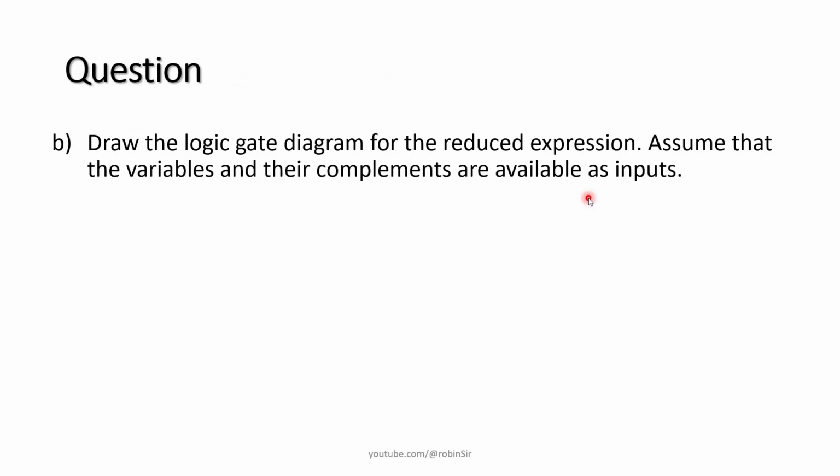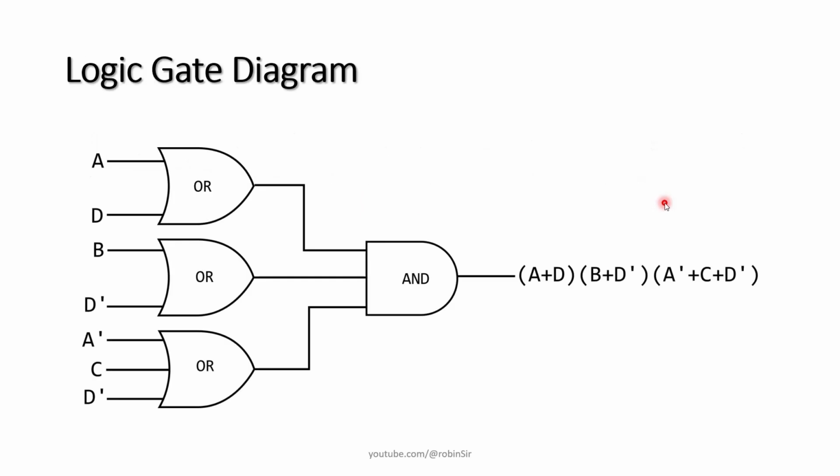Next, we have to draw the logic gate diagram for this reduced expression, assuming that the variables and their complements are available as inputs. So this is our diagram. You can see we have used OR gates for the plus sign, and for the multiplication sign or the AND sign, this is the symbol. So finally, all of these terms are ANDed together. That's why we have used AND.